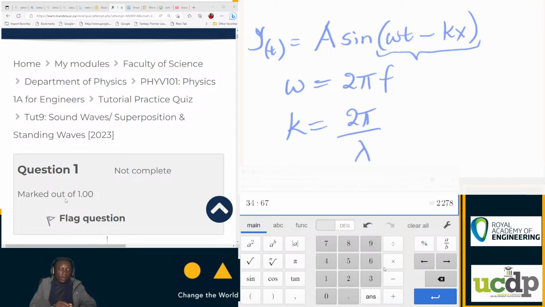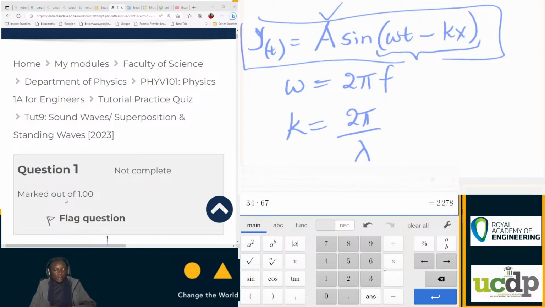So remember, whenever you see an expression like this, what we have there is the amplitude. Then inside there is the angle given by omega multiplied by the time t, and the wave number multiplied by the distance x. If you can remember that, then you will enjoy this section on waves.